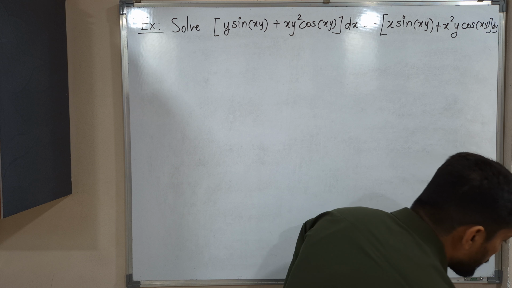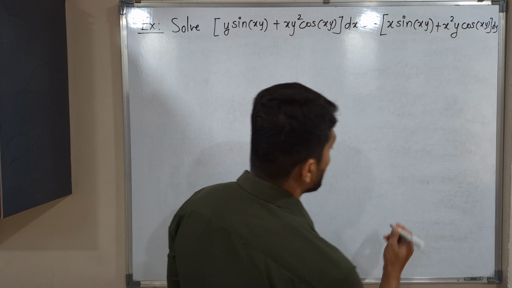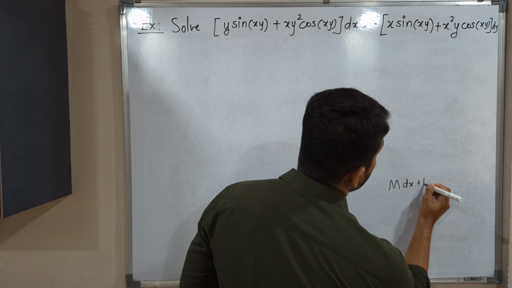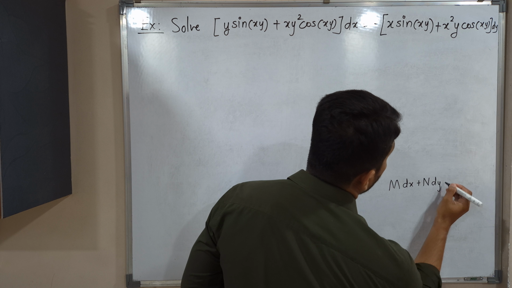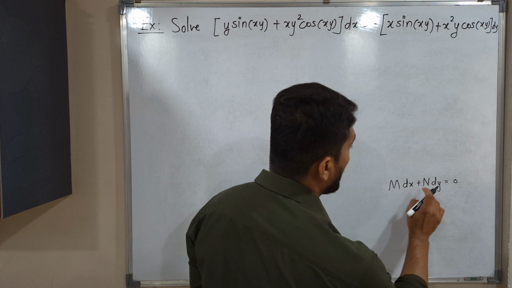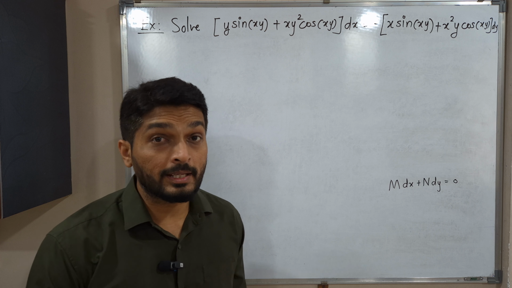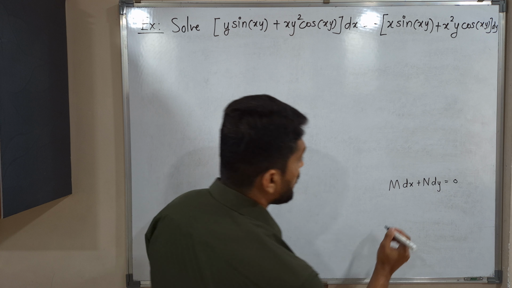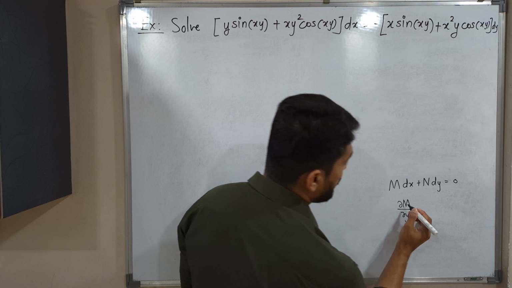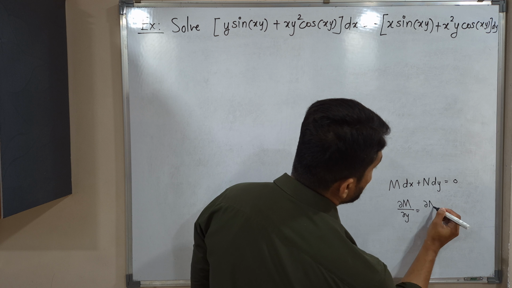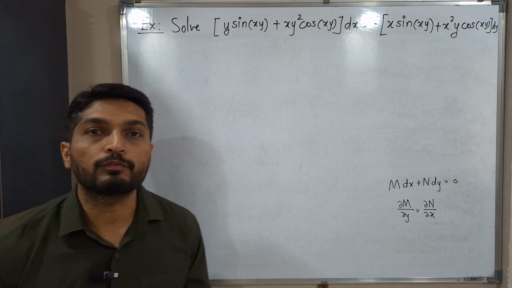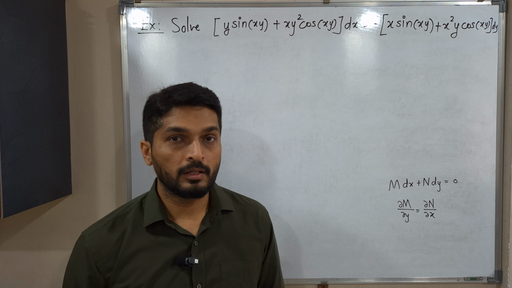So if you have the differential equation in this format, M dx plus N dy is equal to 0, where M and N both are functions of x and y, and if the partial derivative of M with respect to y is the same as the partial derivative of N with respect to x, then we say the given differential equation is exact.